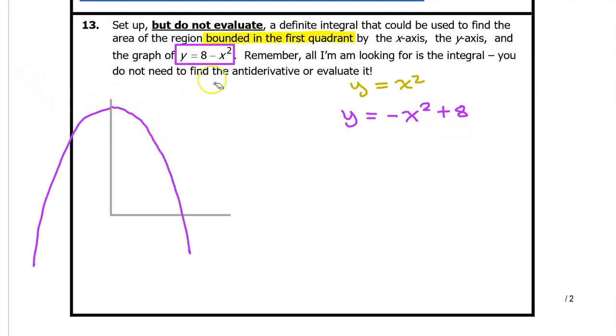We are told that the graph is bounded in the first quadrant, so I'm going to erase that part of the parabola. The region bounded in the first quadrant by the x-axis, the y-axis, and the parabola is shown here in yellow. We need to set up a definite integral that would represent this area. To find the definite integral, we need to know this intersection point. We need to know this x-intercept.